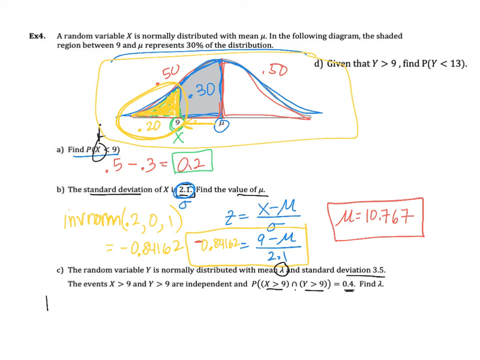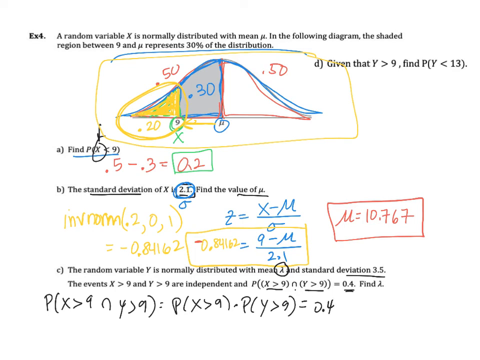So remember your test for independence means the probability of x greater than 9 times the probability of y greater than 9 is going to equal 0.4. Okay, how is that helping me? Well, I don't know what y is. That's a whole separate graph and a whole different scenario, but I do know x, up here in this graph.